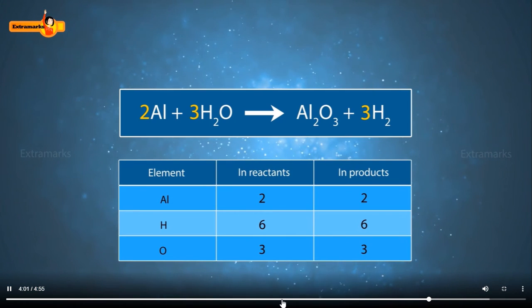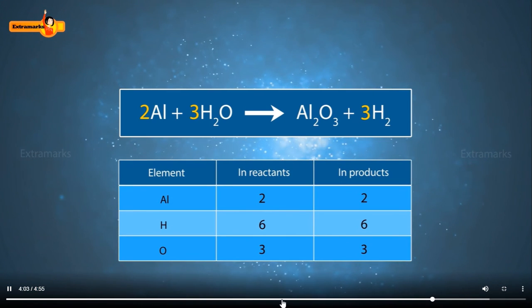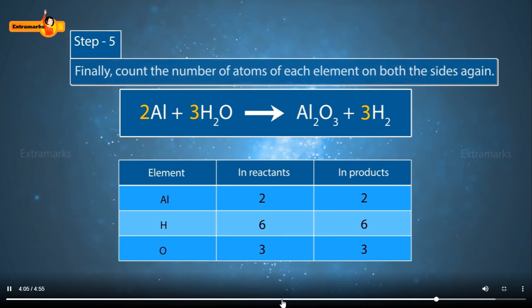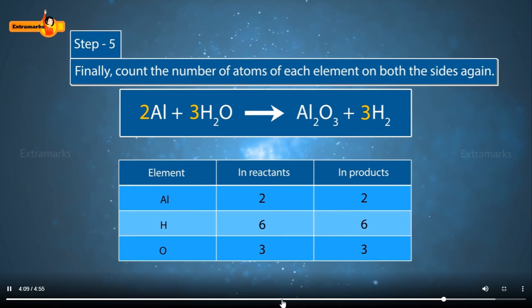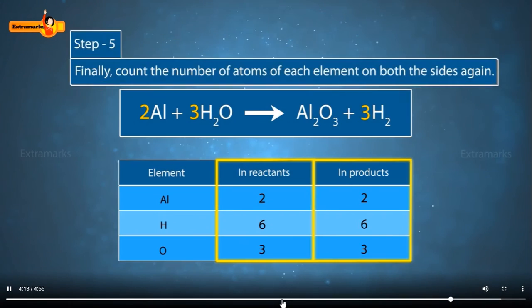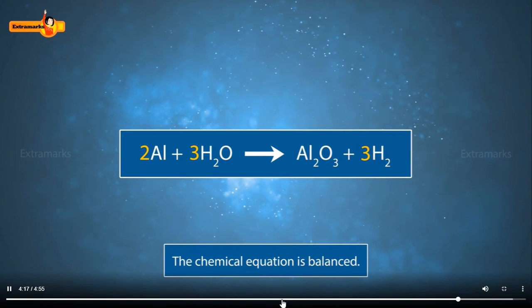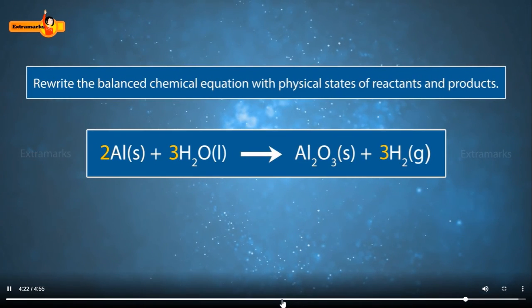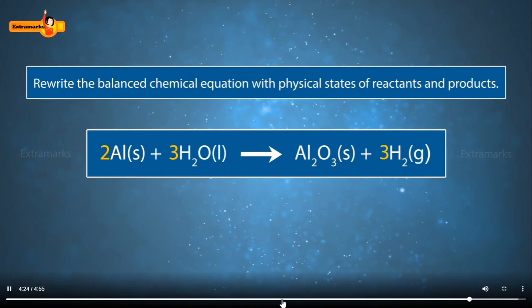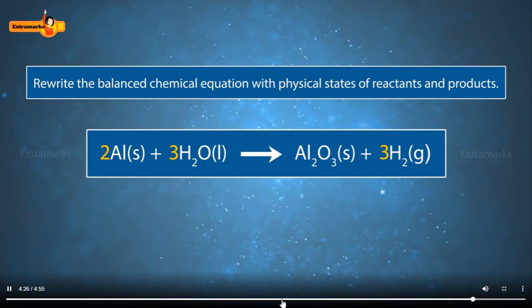Now, count the number of atoms of elements on each side of the arrow. And finally, count the number of atoms of each element on both the sides again. This time, all the atoms on the reactant and the product side are balanced. Therefore, the equation is said to be balanced. Now we will rewrite the balanced chemical equation with physical states of reactants and products.